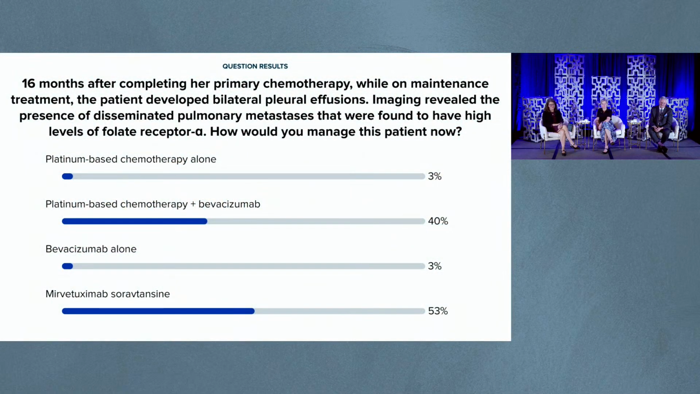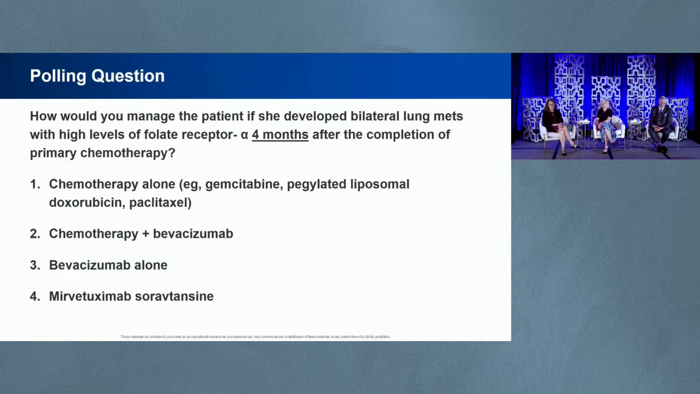Oh, that's a trick question. It's 16 months. Platinum-based chemotherapy with bevacizumab is likely to have a better outcome, even though mirvetuximab soravtansine has a 4-month better overall survival in platinum-resistant disease. How would you manage the patient if she developed bilateral lung metastases with high levels of folate receptor alpha 4 months after completion? Chemotherapy alone, chemotherapy plus bevacizumab, bevacizumab alone, or mirvetuximab soravtansine.